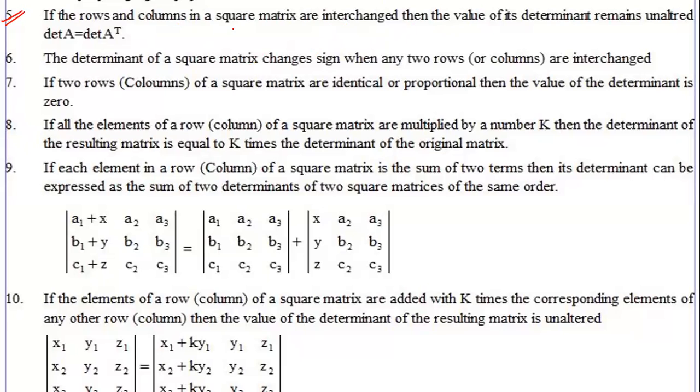If the rows and columns in a square matrix are interchanged, then the value of its determinant remains the same. Unaltered means remains constant. So how to write, dear students? I'm writing that determinant of A is equal to determinant of A transpose. If you interchange rows and columns, that is called the transpose of the given matrix. You should understand.